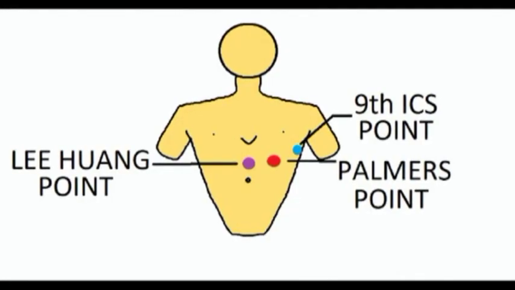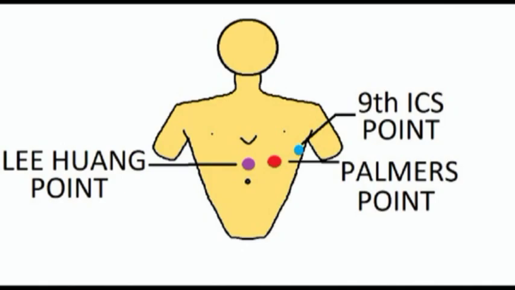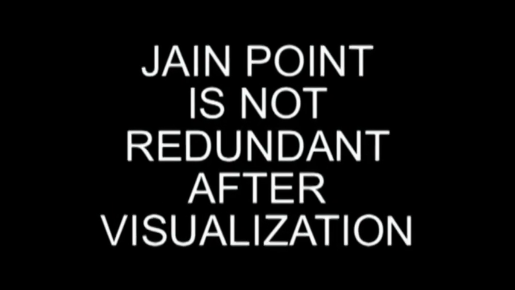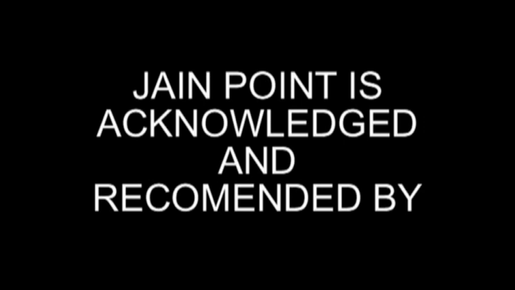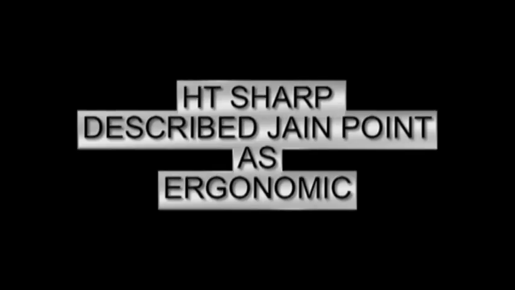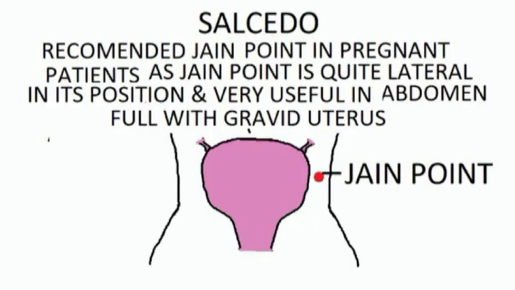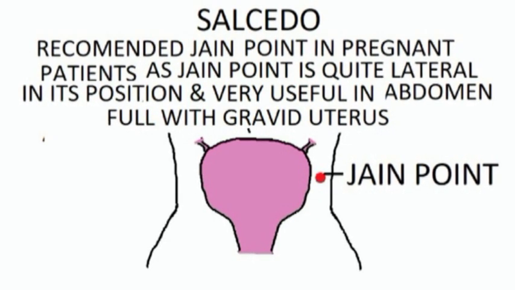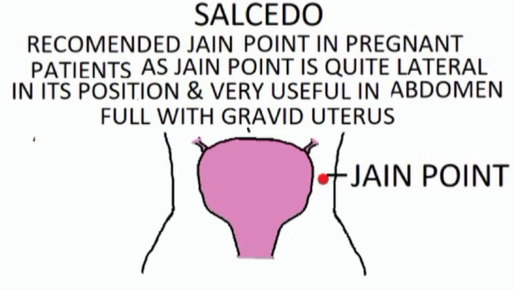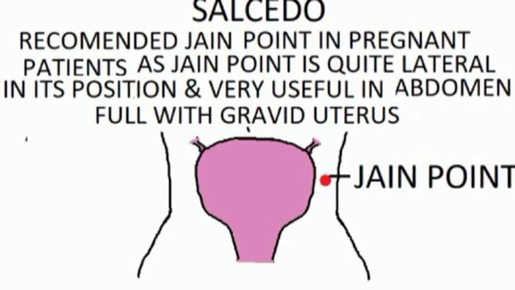Unlike Palmer's point, Li Huang point, and a 9th intercostal space point, Jain point is not redundant after visualization. Jain point is acknowledged by many researchers and surgeons, including general surgeon, oncosurgeon, and urosurgeon. Watson and other observers recommended Jain point in cases of adhesions. H.T. Sharp describes Jain point as ergonomic. Einarsson et al. and Reynolds recommended Jain point when non-umbilical entry point is important. Salcido et al. recommended Jain point in pregnant patients as Jain point is quite lateral in its position, very useful in abdomen full with gravid uterus.